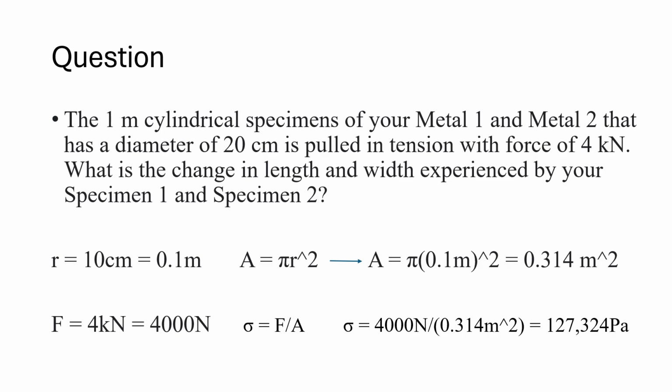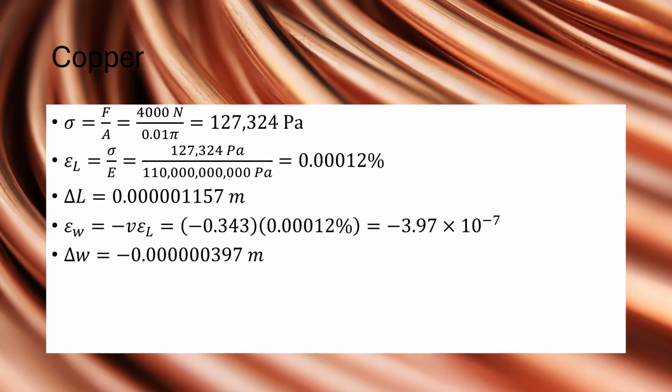Again, we know the force is equal to 4 kilonewtons. Converting that into newtons to get to our base unit, we find that our force is equal to 4,000 newtons. Knowing that sigma is equal to force over the area, we're able to calculate our stress, sigma, which in this case is 127,324 pascals. So here we can see that our stress is equal to 127,324 pascals, which we calculated on the last slide.